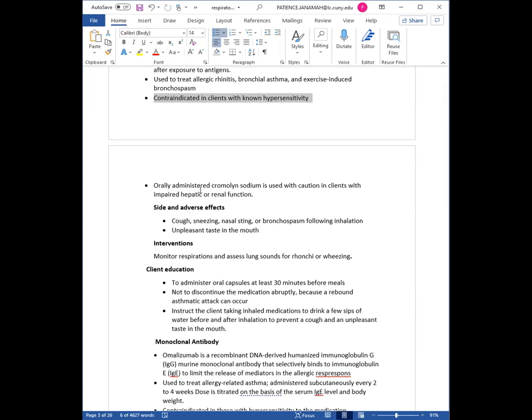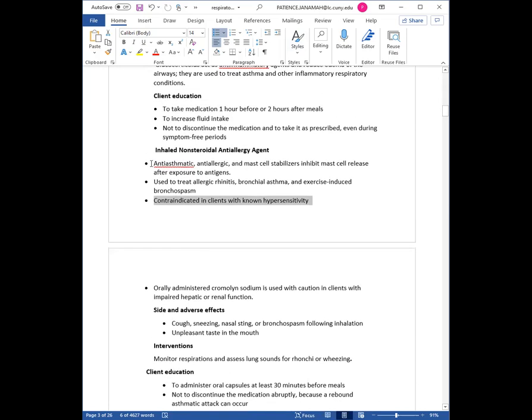Okay, so the intervention is to monitor respiratory rates and assess the lung sounds for rhonchi or wheezing. Anytime you give any of these medications, you want to monitor all these symptoms. Educate the client to administer oral capsules at least 30 minutes before meals. Now I just mentioned only the nasal spray for the antihistamine. We have other antihistamine medications as well.